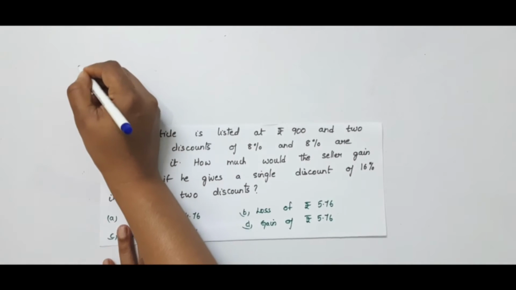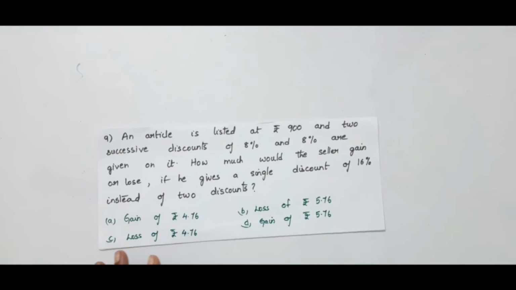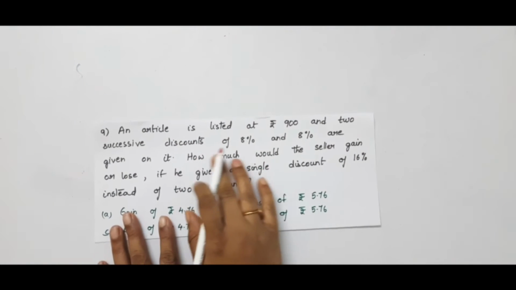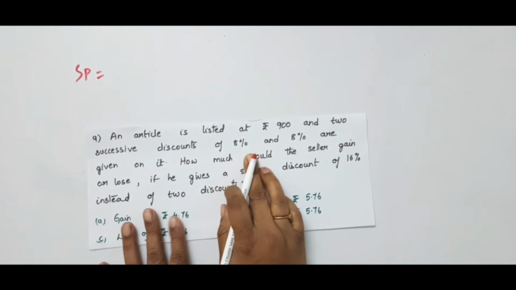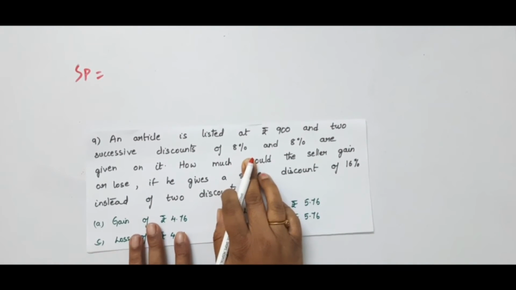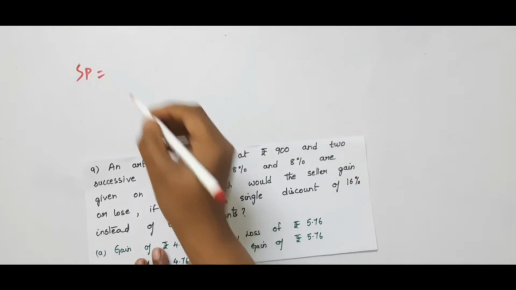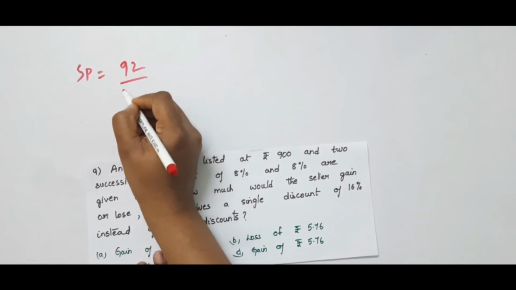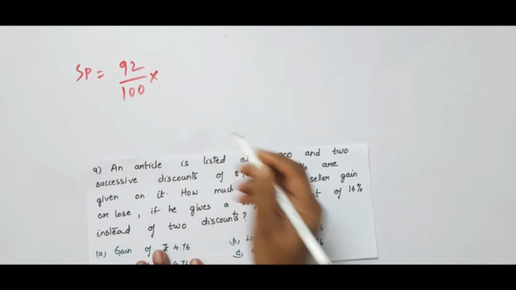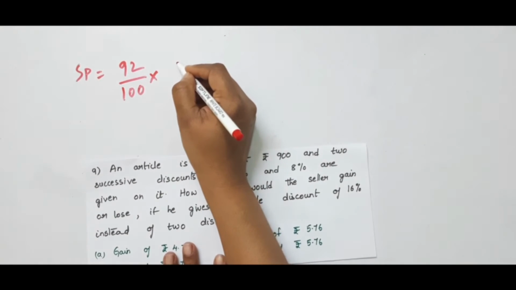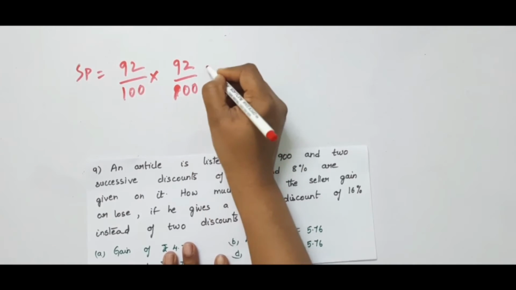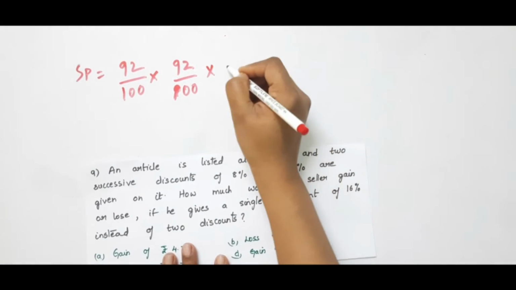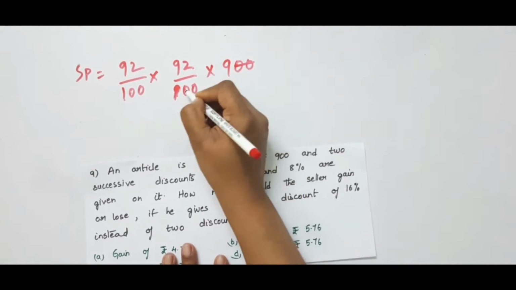So the selling price of these two discounts is, selling price is equal to 100 minus 8, which is nothing but 92 by 100, into one more discount, which is also 8% only. So 92 by 100 into the market price. The market price is 900. So 0, 0 cancels.